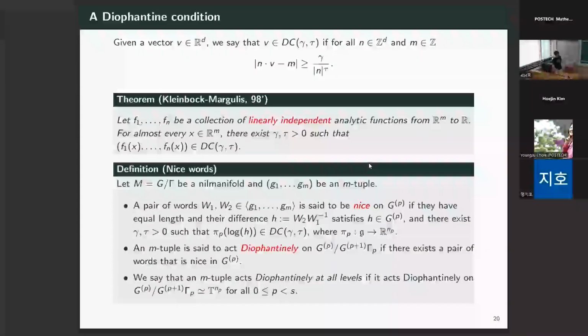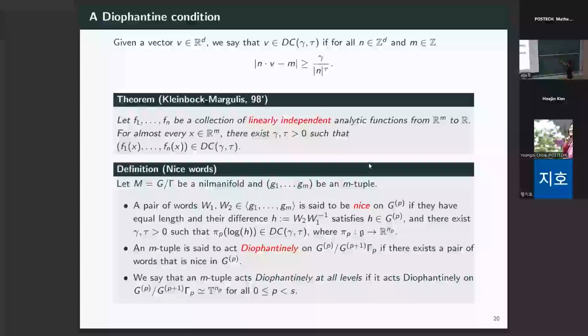So the m-tuple Diophantine and nice means I can repeat this process up to k, because these words are nice. Now I will finish quite soon. In this construction, it's only good for m equal to 2, and we could only verify it when m is equal to 2.